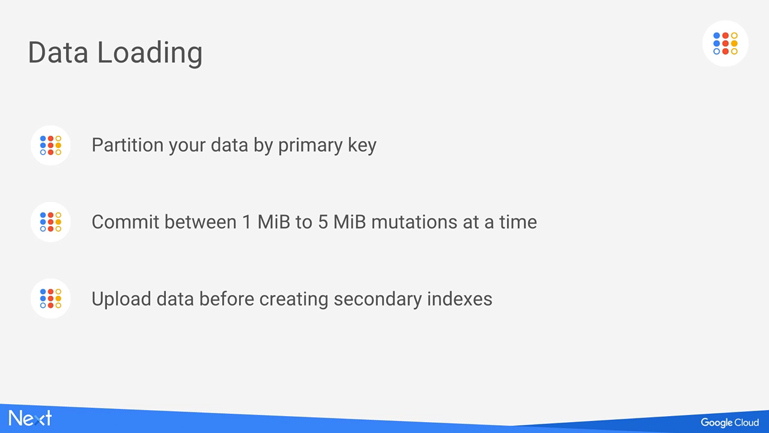We also recommend that you batch your commits into 1 to 5 megabyte mutations at a time. So you can do multiple writes in a single transaction. We recommend about 1 to 5 megabytes of data on each transaction. And the last thing is create your table and your schema, load your data, and then add your indexes.